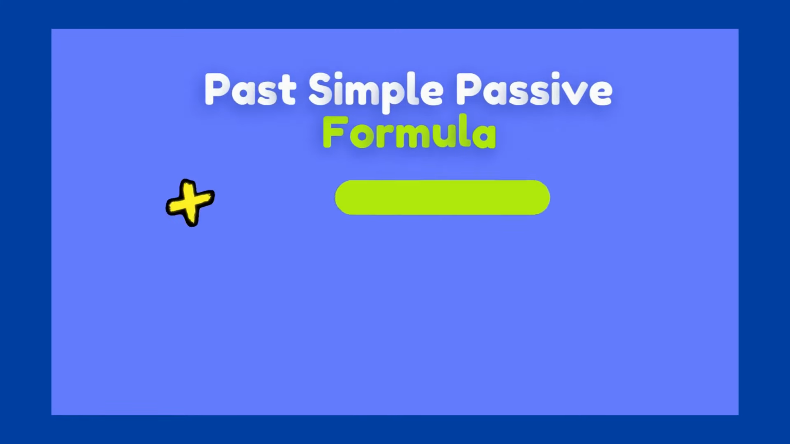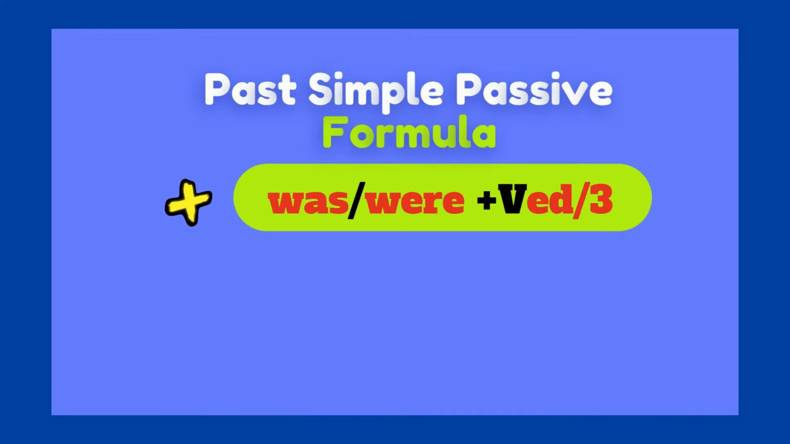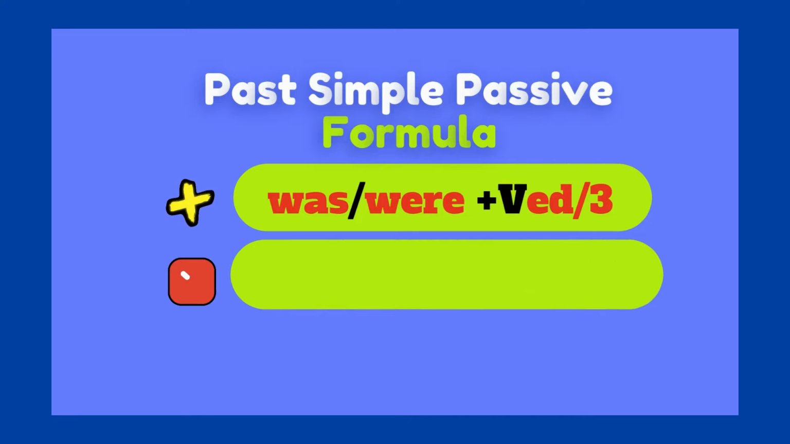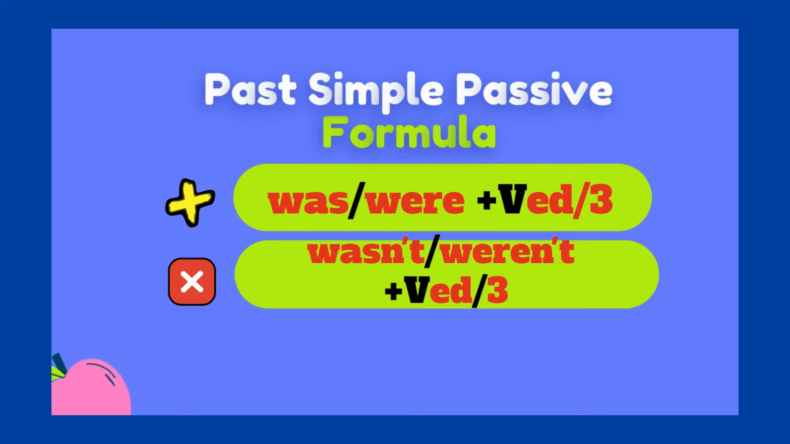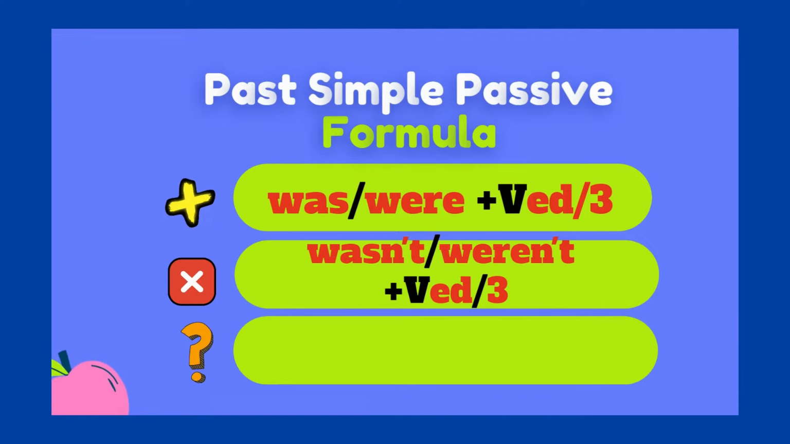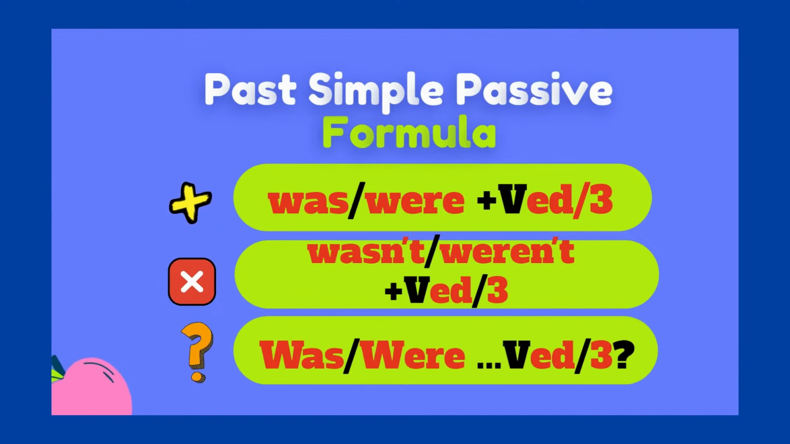Past simple passive. In affirmative sentences we use was, were, plus the verb with the ending ed or in the third form of irregular verbs. In negative sentences we use wasn't, weren't, plus the verb with the ending ed or in the third form of irregular verbs. In interrogative sentences, questions: was, were, then subject, plus the verb with the ending ed or in the third form of irregular verbs.